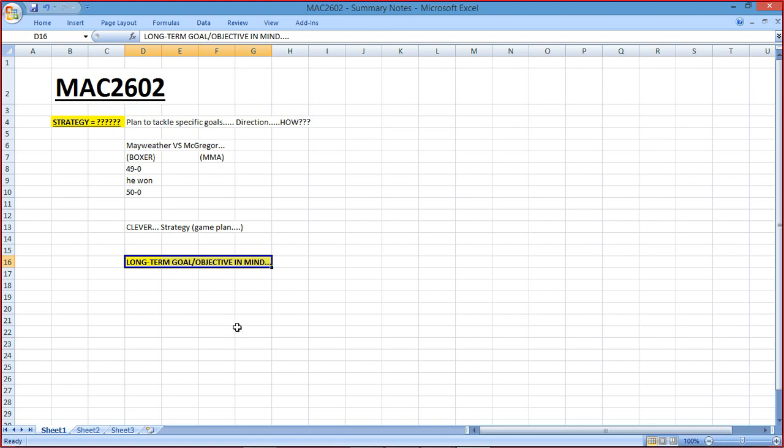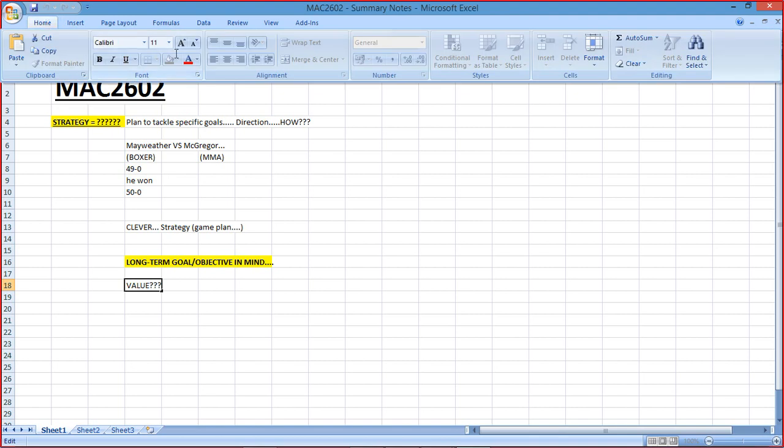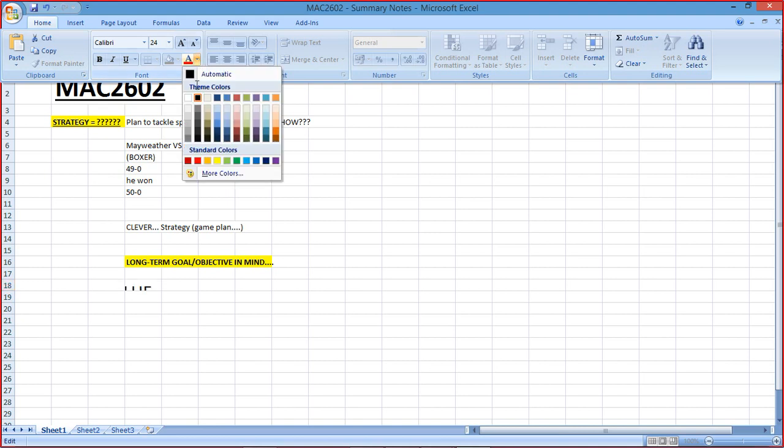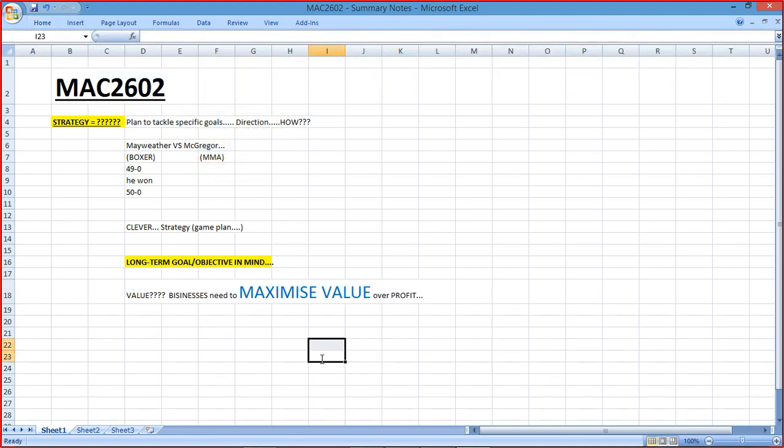What does the company want to achieve? Later on you'll see they talk about the primary goal of the business and what the business needs to do long term. I just want to discuss it now because it's important. Value. Businesses need to maximize value over profit. If they maximize value over profit, then they should become profitable over the long run. That's what we're looking at here in terms of financial management and management accounting. We're looking at the ability for the firm to maximize value. It's always going to be looking at value.